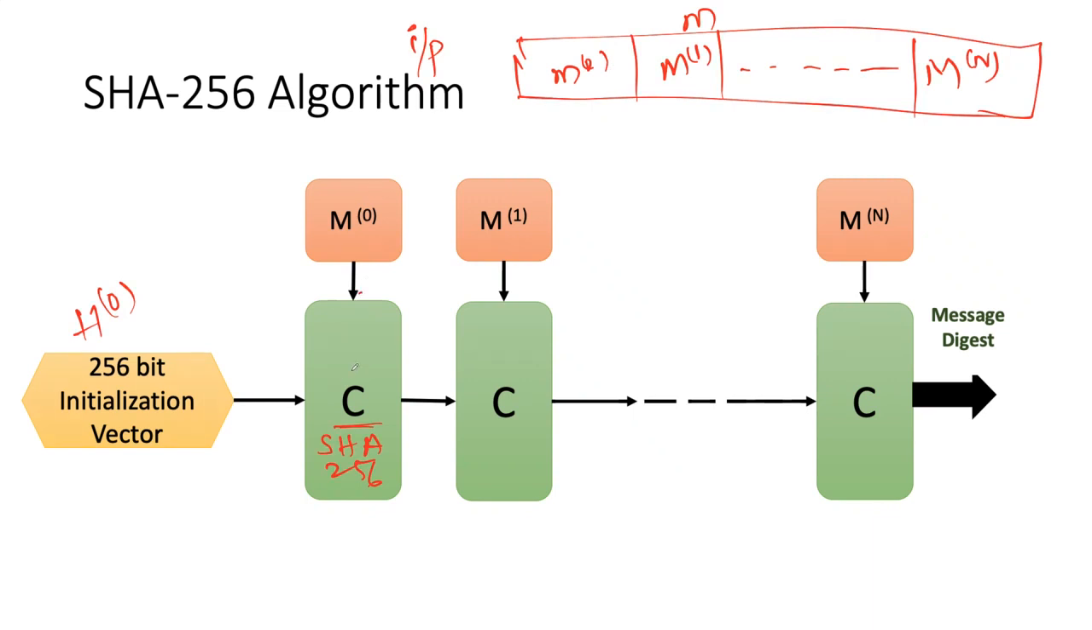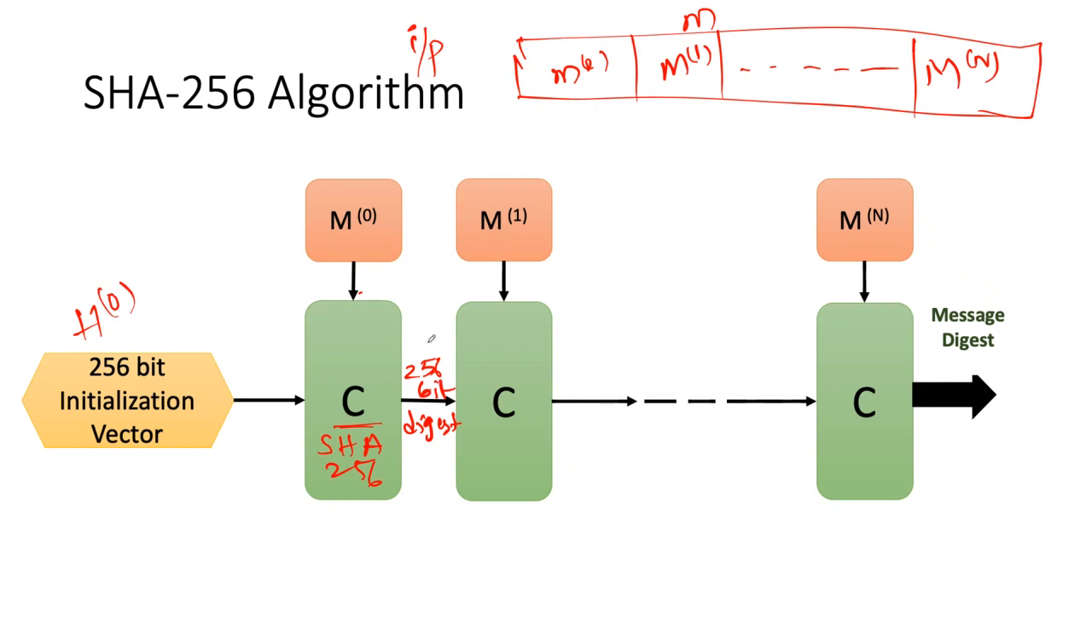It does the bitwise operations here, and whatever output comes, the size of that output is a 256-bit digest.